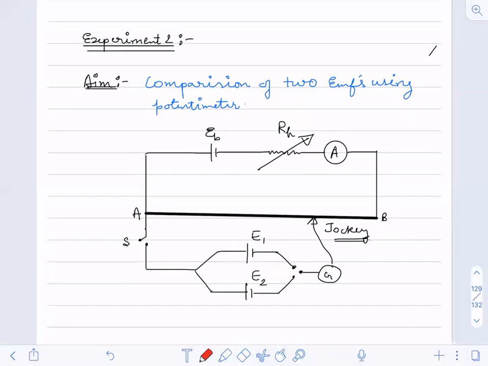Suppose I give you a battery and ask you to tell me the EMF of this. Using the first experiment, you can tell me, yes sir, this is 2 volt, or yes sir, this is 5 volt. Like that you can tell me. Understood?